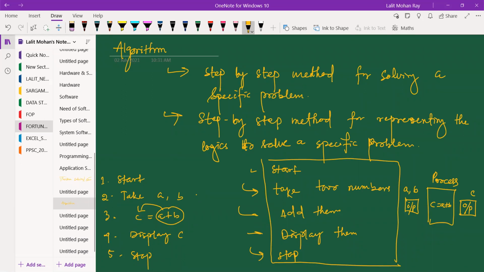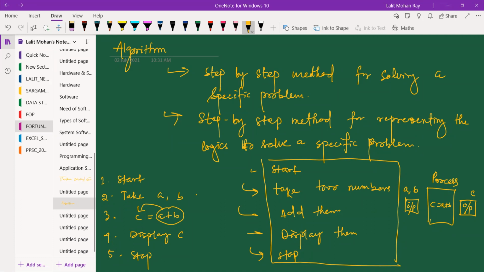No, the sequence must be there. I will explain how many types of algorithms are there: sequential, conditional, iterative. So many types of algorithms are there. So sequence must be there. I cannot skip. I cannot interchange any step.